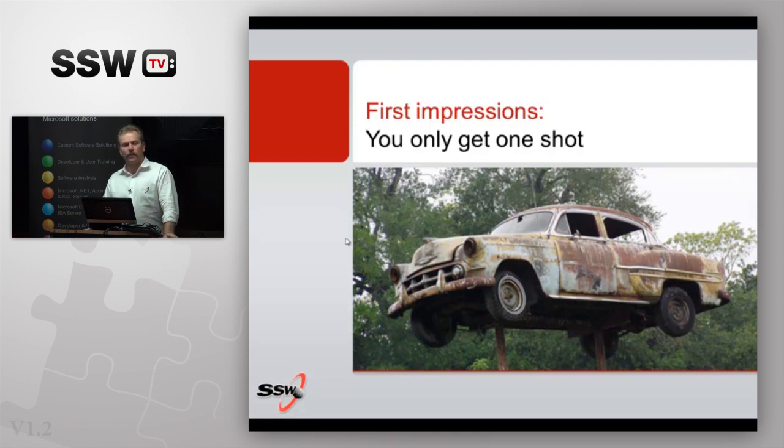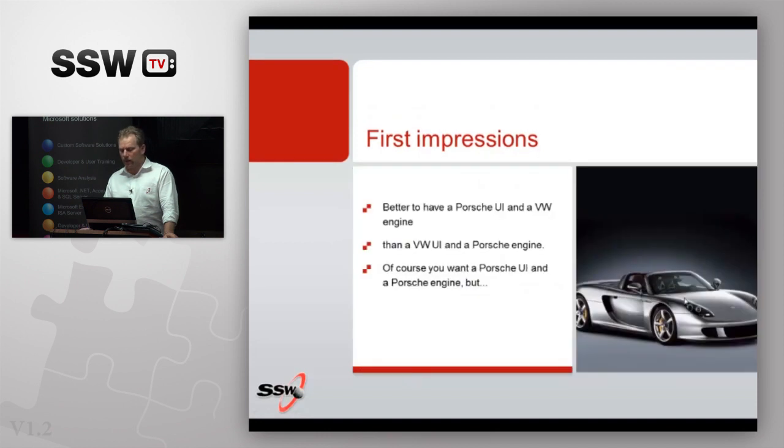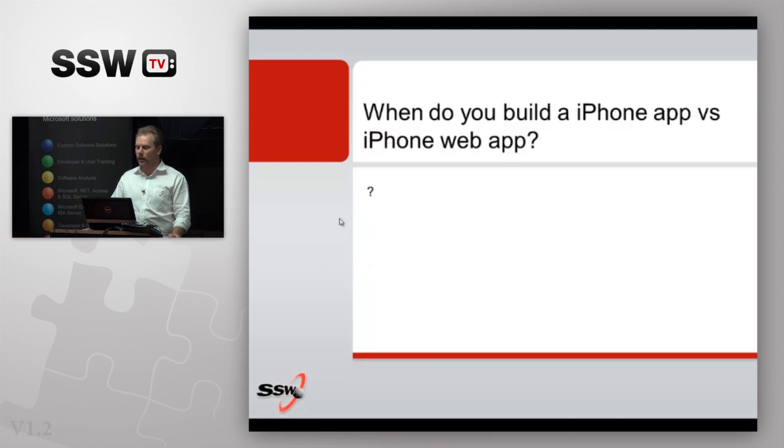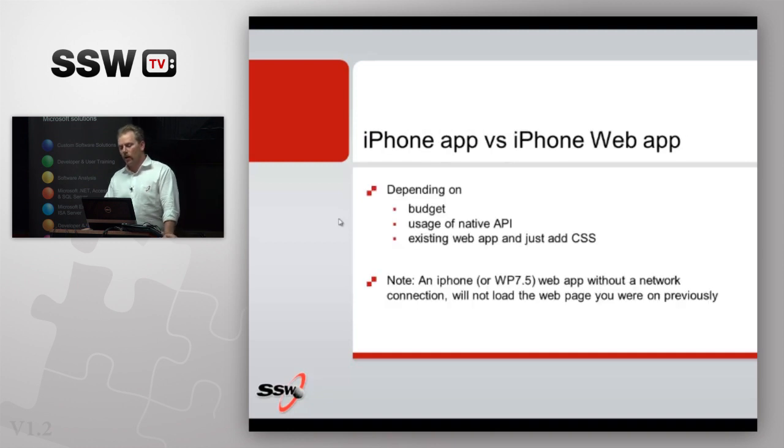So you can put out something that has a beautiful Porsche UI and a VW engine, or you can put out a VW UI and a Porsche engine. I will tell you, when you're doing mobile stuff, I would probably go with the Porsche UI if I had a choice. Of course you want both, but I'd make sure the UI is number 1.